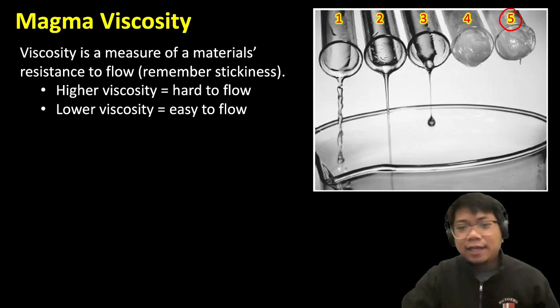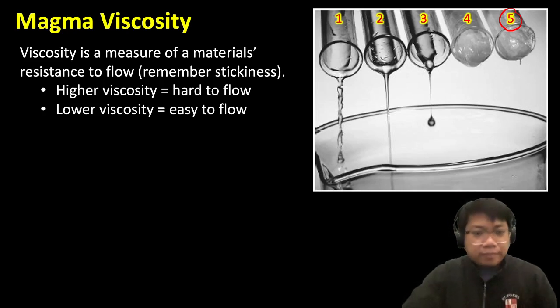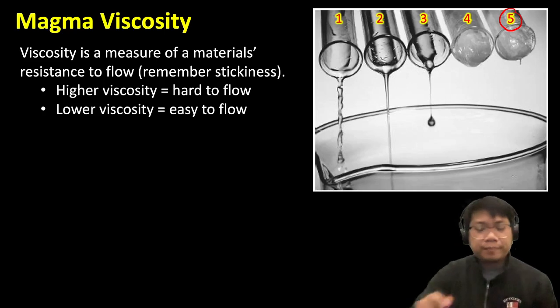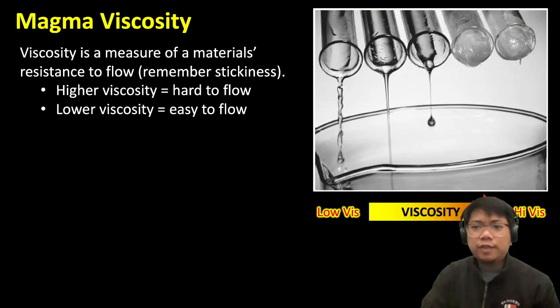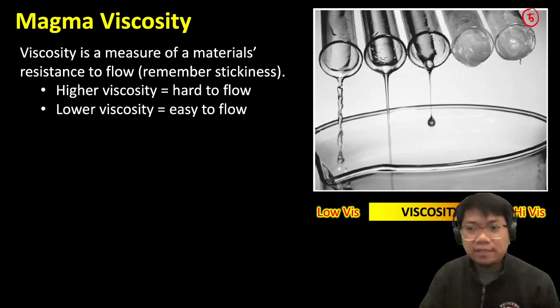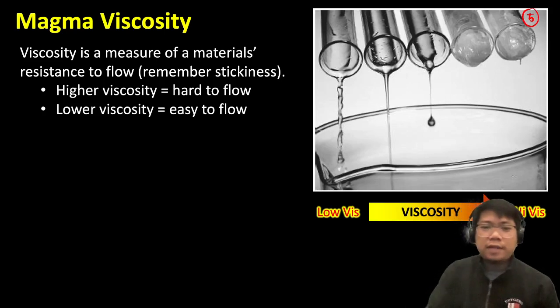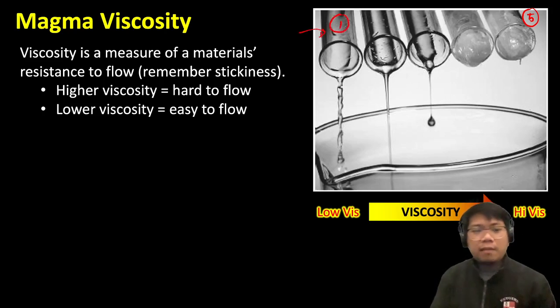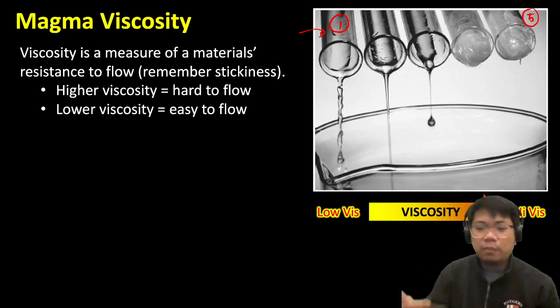But anyway, you should know that tube number 5, which is the right tube right here, is the one that contains liquid with the highest viscosity, whereas the lowest viscosity liquid is in tube number 1 right here. Because again, higher viscosity means it's hard to flow, lower viscosity means it's easy to flow.